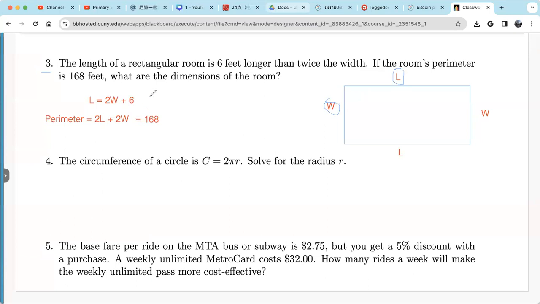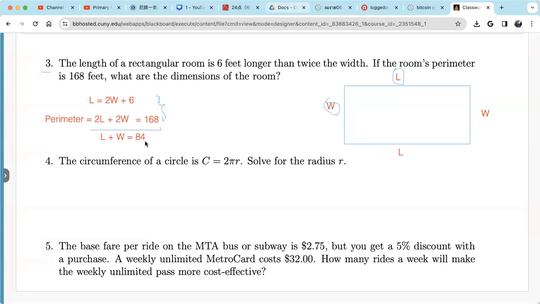So we're going to use these 2 equations. You see, this is a system of 2 equations. The first equation is L equals 2W plus 6. The second equation is 2L plus 2W equals 168. So we could use the substitution method, or we can simplify the second equation. Let's simplify the second equation. Whenever we can simplify, we simplify. So we divide by 2 for the second equation. We have L plus W equals 84. Right, so we divide 2L by 2, divide 2W by 2, divide 168 by 2.